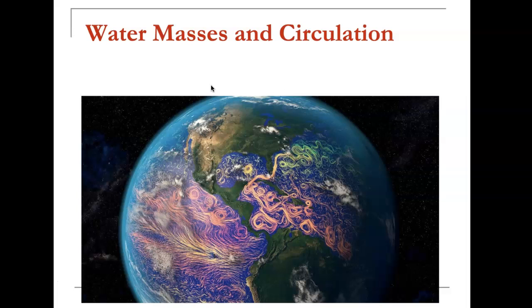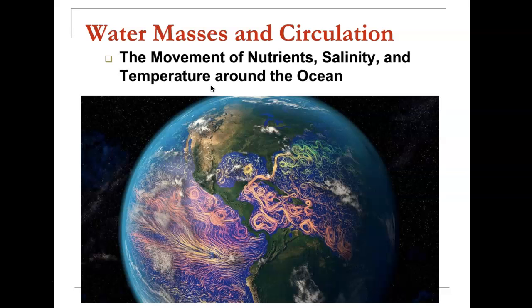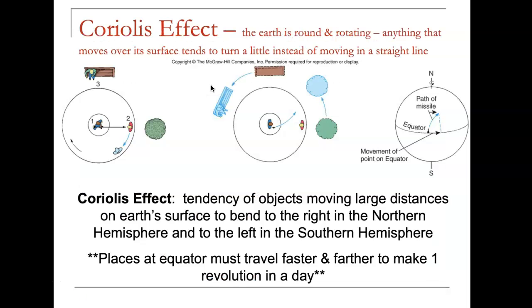We're going to talk about some other ways in which the water column can be stirred up in some of the mass water circulation patterns that we see in our oceans, creating our big oceanic currents and our oceanic gyres. Okay, so this next part of the lecture, we'll be talking about the movement of nutrients, salinity, and temperature around the ocean basins. And to understand this, you have to understand the Coriolis effect.